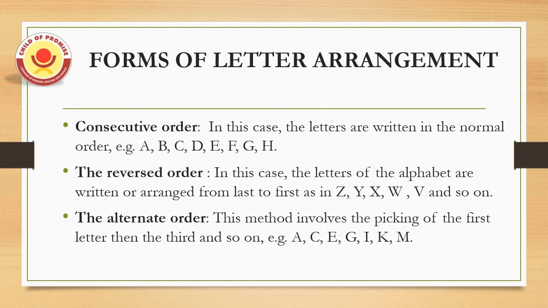That's the reversed order. Now, the alternate order is the method that involves the picking of the first letter, then the third, and so on and so forth. In other words, we skip letters. We don't pick letters the normal way they appear, as in A, B, C. Rather, we skip letters. We choose A and then we skip B and pick C. We skip D and pick E. That's the alternate order. Now let's work on this activity, and you will get to understand it more.